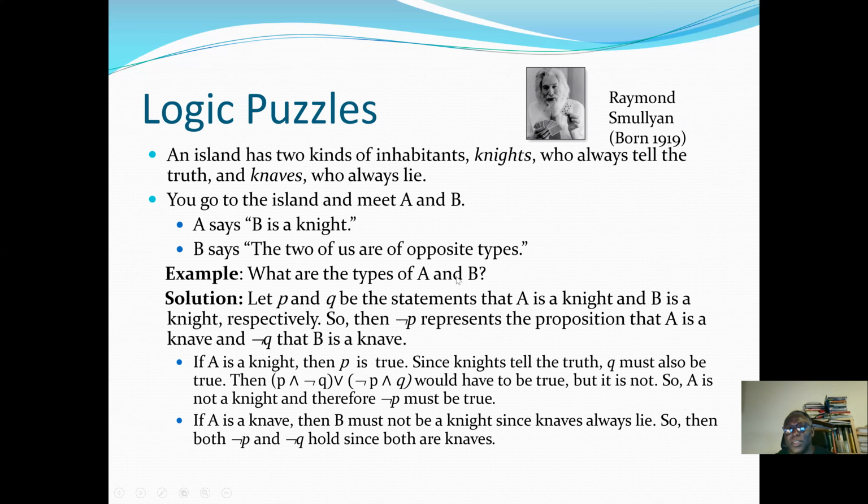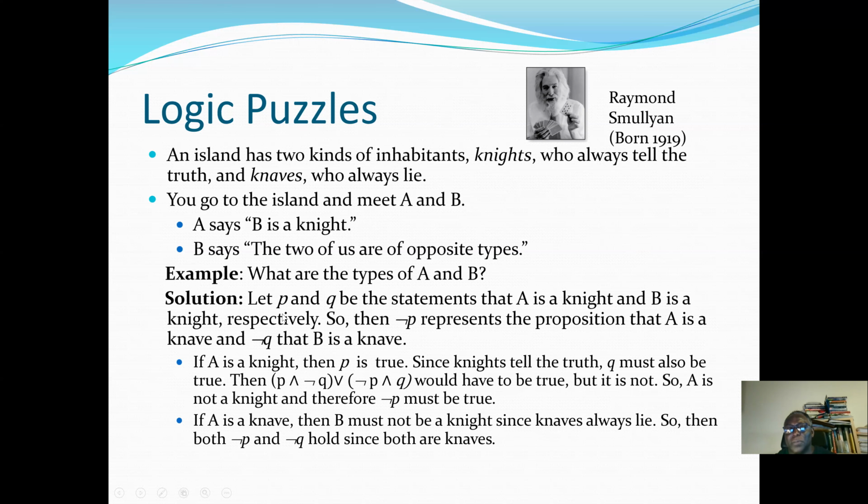Remember, A said what? We said A says B is a knight, and also B says the two of us are of opposite types. But here we have the island has two kinds of inhabitants: the knights who tell the truth and knaves who always lie. So if A says B is a knight, then B always tells the truth. Now if B says the two of us are of opposite type, then if B tells the truth, then A tells a lie. If A tells a lie, then B tells the truth. So what are the types of A and B?